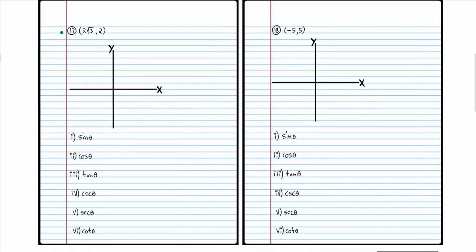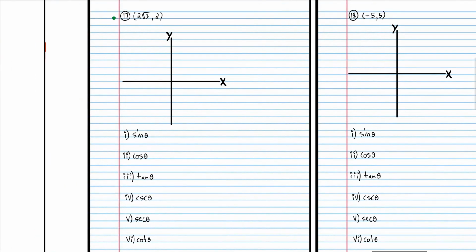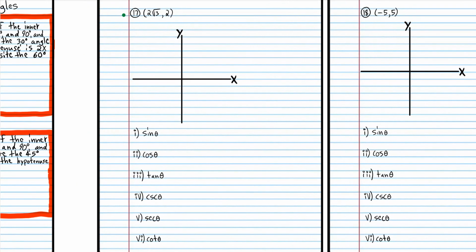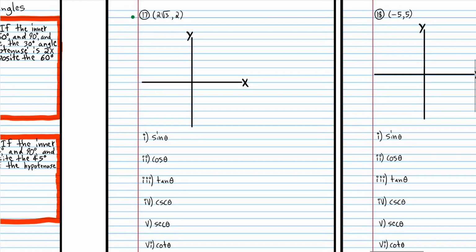So go ahead and try number 17. We'll just do 2 more problems today. With number 17, you're going to get a 30, 60, 90 degree triangle. So try 17. When you come back, we'll do it together.